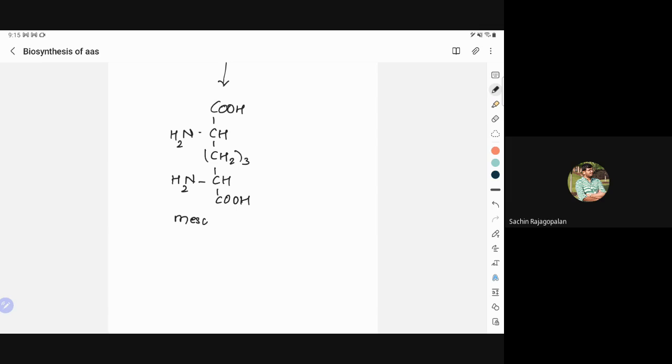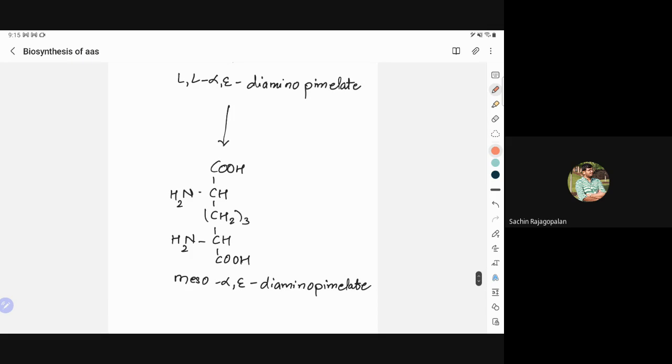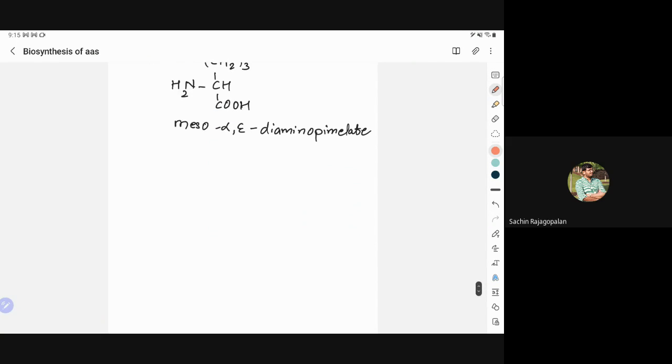And the product that you get is called meso alpha epsilon. If you don't want to write alpha epsilon, you can write 2,6 diaminopimelate. The enzyme that works over here in this scenario is called diaminopimelate epimerase. That's the name of the enzyme because you're converting it into an epimer. So just changing the orientation of the NH2 group there on the second carbon.